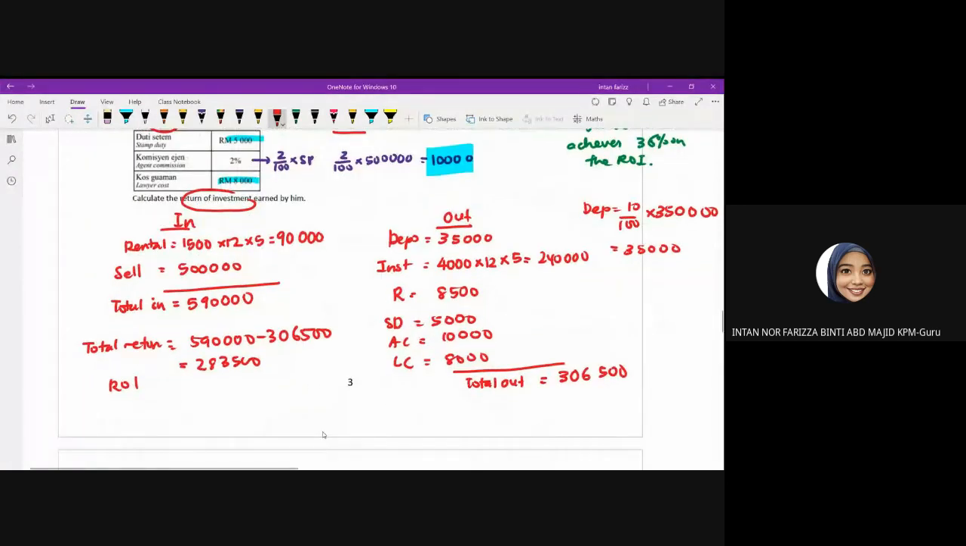So for ROI, don't forget the formula. What's the formula? In minus out, isn't it? In minus out over initial, times 100%. So the in is 590,000 minus the out, 306,500, divided by the original price of the house of 350K, times 100%. Can somebody tell me what's the answer? Try other people, it's always the same people. Calculate that one. I need to know what the percentage of the ROI is.